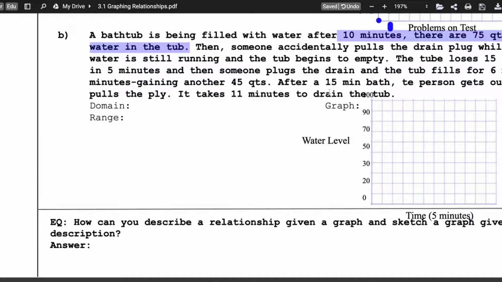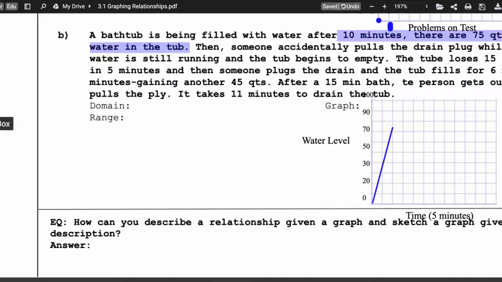So when I go to graph this, I'm going to go over to time first. Using my blue, I start at 0, right? So at 0, there's no water. And then after 10 minutes, I know that there are 75 quarts in the tub, which is right about there. I have to guess a little bit. It's between 70 and 80.